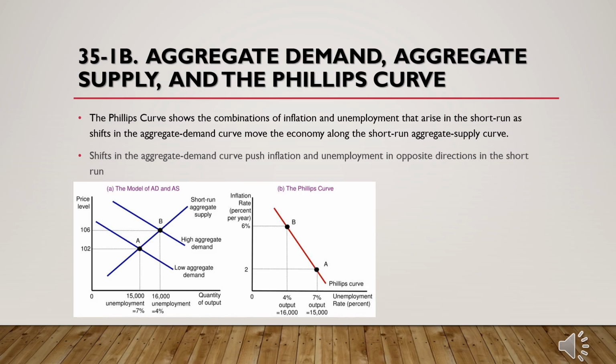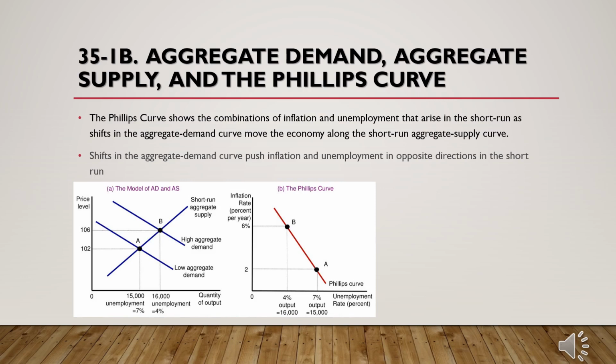From this figure, it assumes a price level of 100 for the year 2020 and charts possible outcomes for the year 2021. The left side shows the model of aggregate demand and aggregate supply. If aggregate demand is low, the economy is at point A. Output is low and the price level is also low. However, if aggregate demand is high, the economy is at point B. Output is high and the price level is also high.